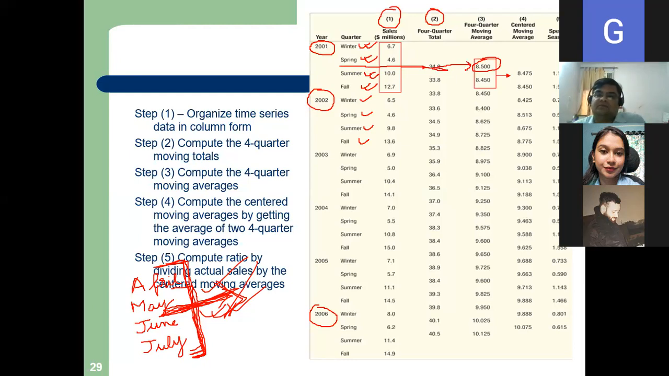Spring and summer. Because there are 4 quarters, we cannot do anything. In a year, there are 4 quarters: winter, spring, summer, fall. Winter, spring, summer, fall. Is that clear? Yes, sir. Okay. So now the method is the same.